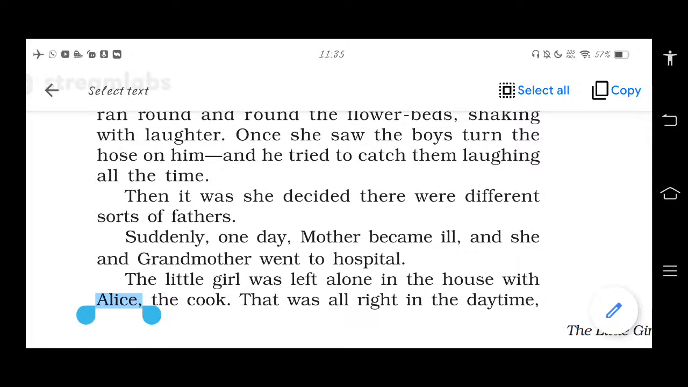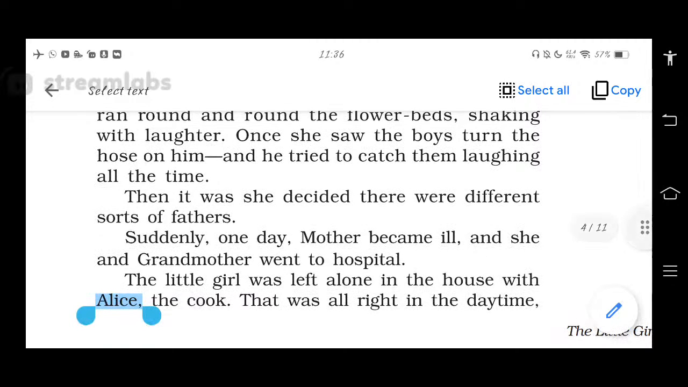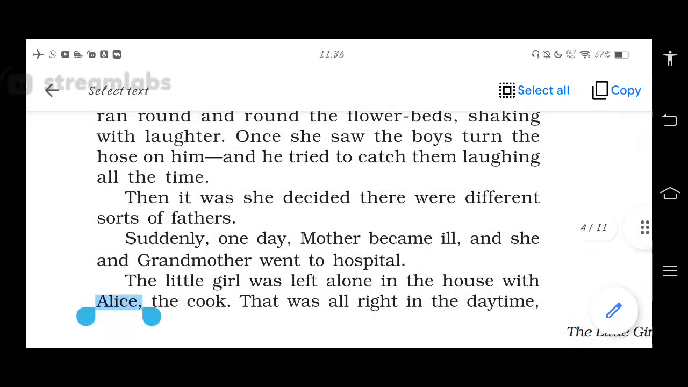Okay, that was all right in the daytime. During the daytime it's not a problem for her, because though her mother was not there, though her grandmother was not there, along with her there is their cook, Alice. So during the daytime she doesn't have any problem. But when it comes to night, what would happen? Let us see.